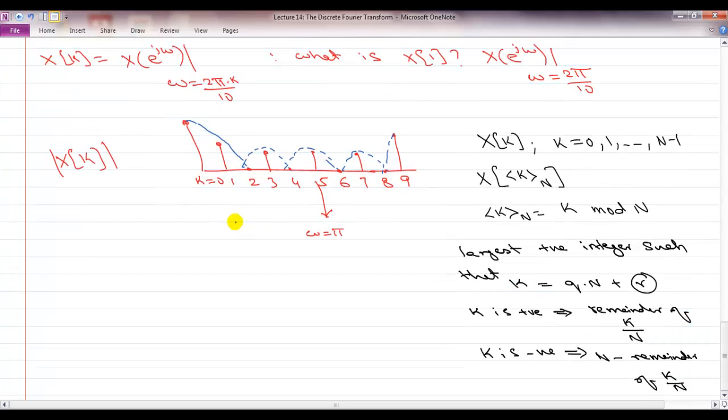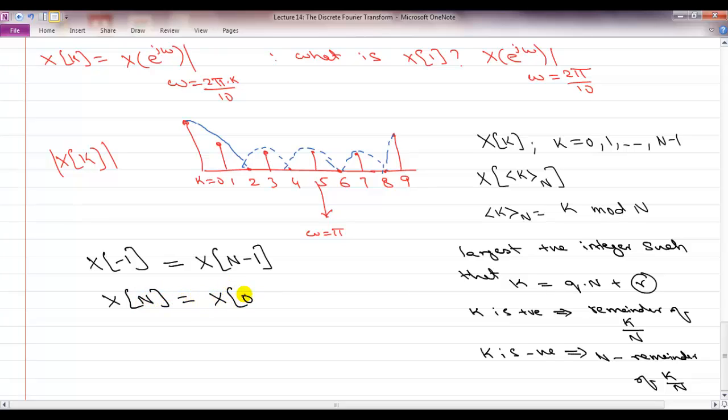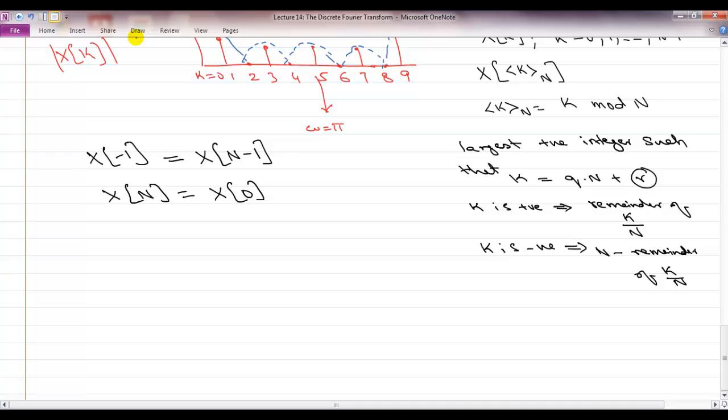So you can play with these expressions later, but the meaning is that if you had x of minus 1, that is equal to x of n minus 1. Okay, and if you had x of n, that is the same as x of 0. It's the periodicity.